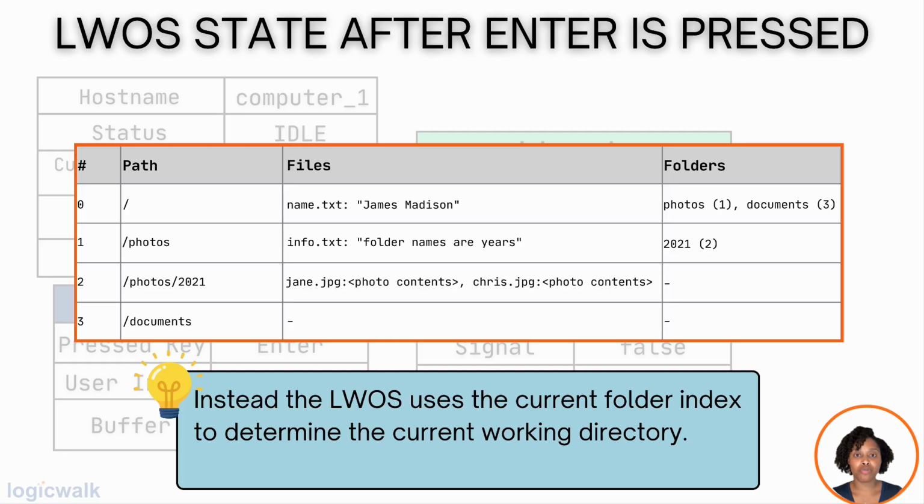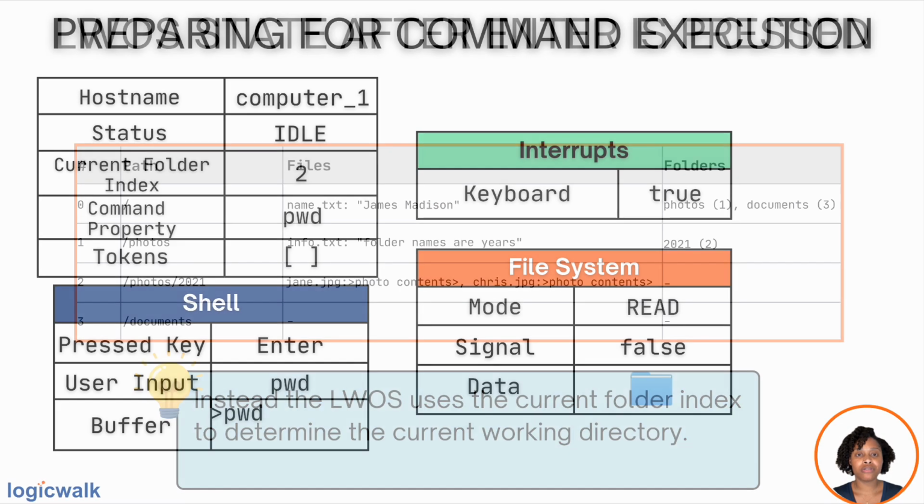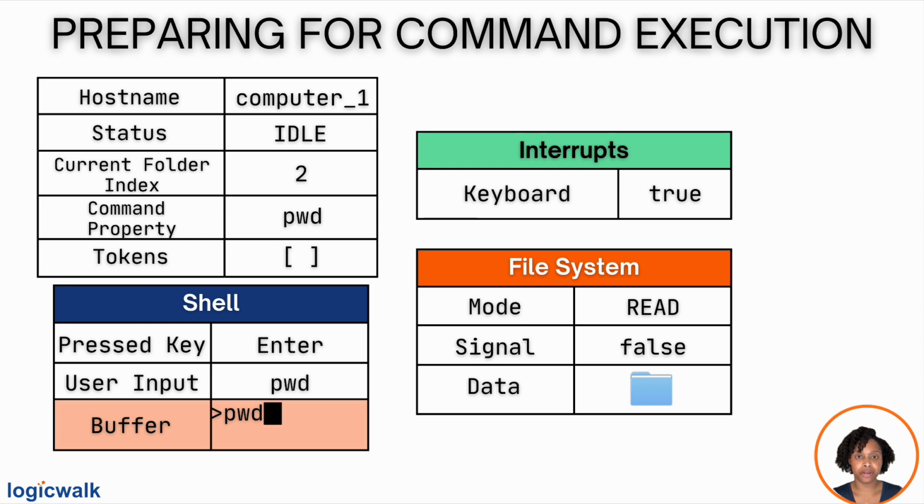Next, the LWOS processes the user input. Whenever the user presses the Enter key, the OS follows the same general process to prepare the command for execution. First, the OS adds a new line to the shell's buffer. Next, it processes the command entered by the user and stores pwd in the command property. Command arguments are stored in the token stack, but pwd doesn't require any arguments. Finally, the LWOS resets the shell's user input to an empty string.